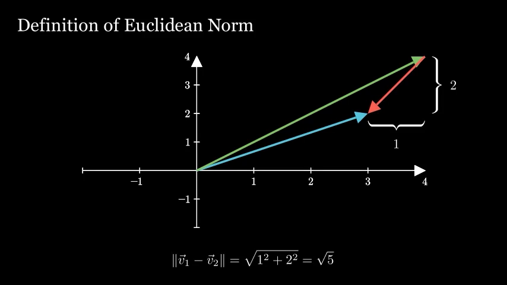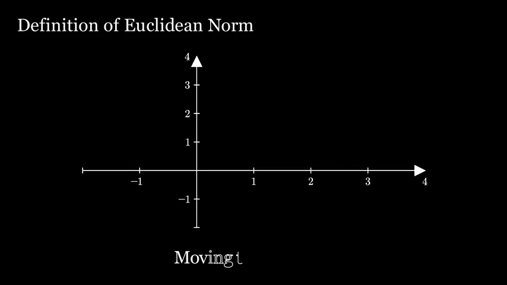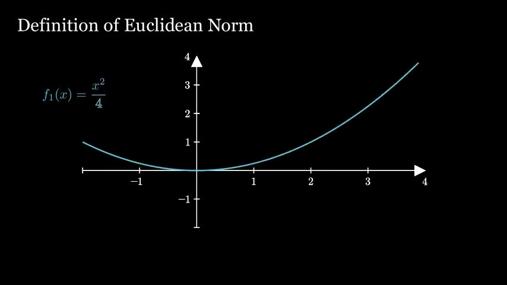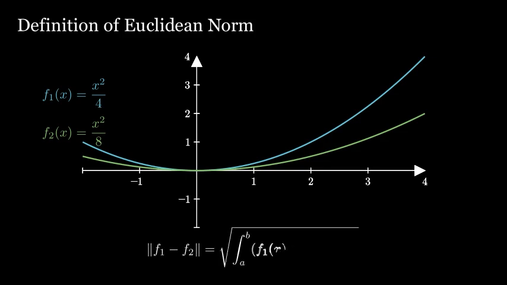Moving to the difference of two functions. So now if we have two different functions over a domain, then we take the difference of the two functions, square the difference, integrate that function over the domain, and take the square root after that. This is the definition of a norm.